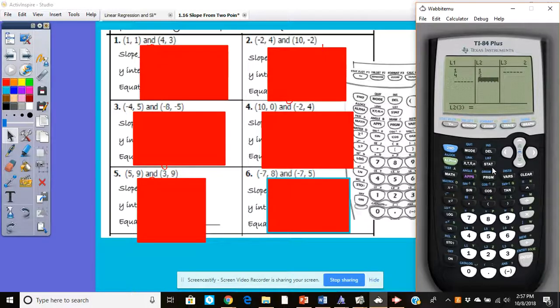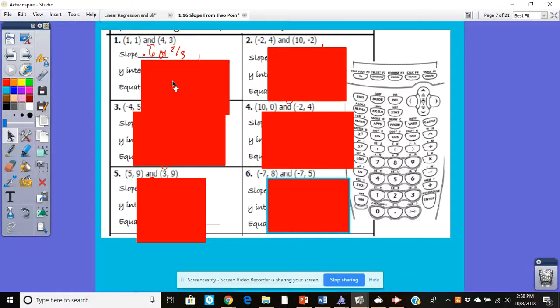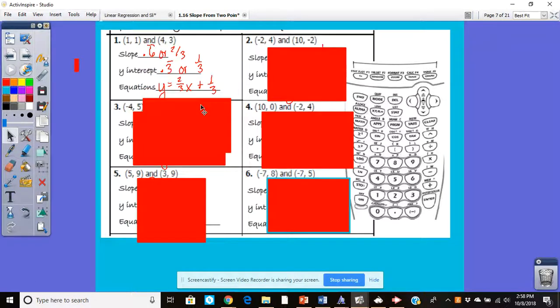Once you get your values in, you go to Stat, over to Calc, 4 for linear regression, and then down to Calculate. You can see here that it has given me repeating decimals, 0.6 repeating and 0.3 repeating. The previous video showed you how to convert those to a fraction. So the slope here would be 0.6 repeating or 2/3. The y-intercept would be 0.3 repeating or 1/3. And so your equation would be y equals 2/3 x plus 1/3.